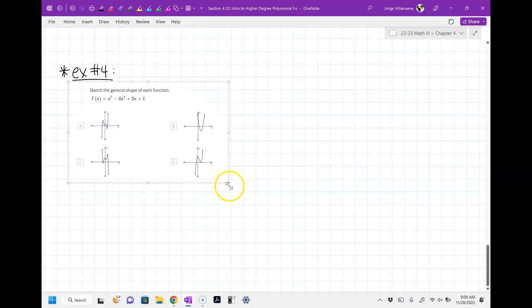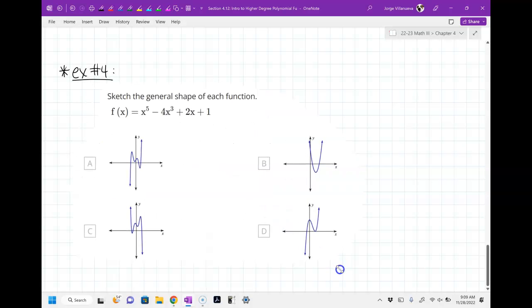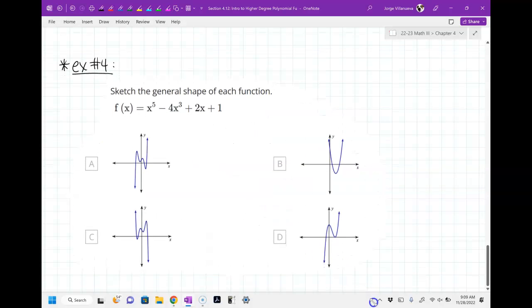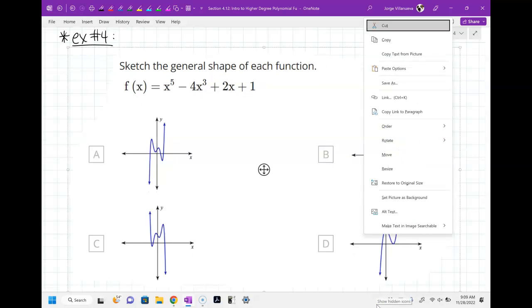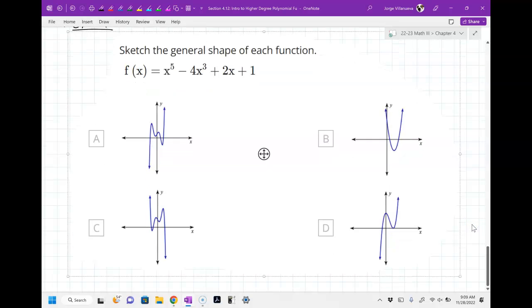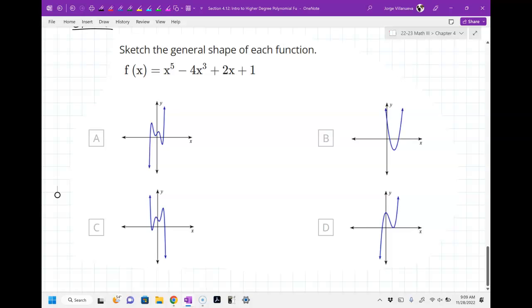Don't worry, I'll make it bigger. All right. Now you guys don't have to draw this out if you don't want to, but it's up to you. It says sketch the general shape of each function. One thing you need to pay attention to: you remember where to find the y-intercept?